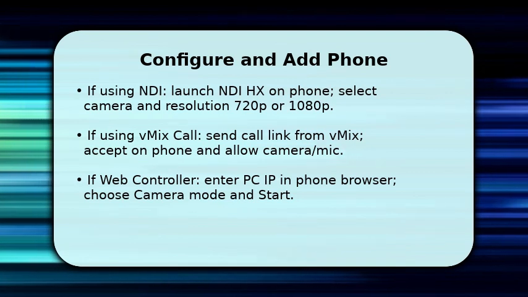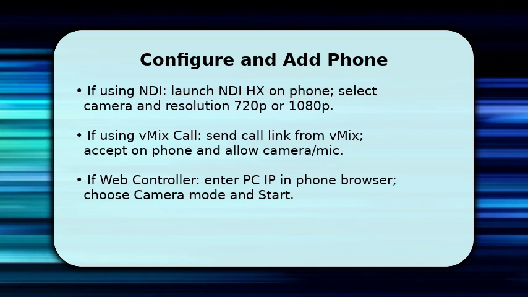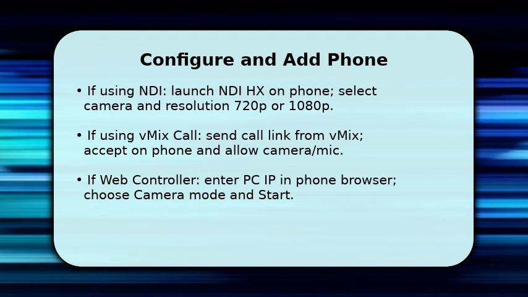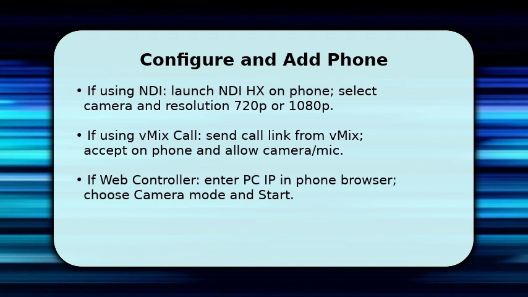If you choose NDI, launch the NDI HX app, set resolution to 720p or 1080p for balance of quality and bandwidth, then start the stream so vMix can detect it. If using vMix Call, create a call, copy the link, open it on the phone, and allow camera and microphone. vMix will automatically add the incoming caller. If using Web Controller, enter the PC IP in the phone browser and select camera mode.